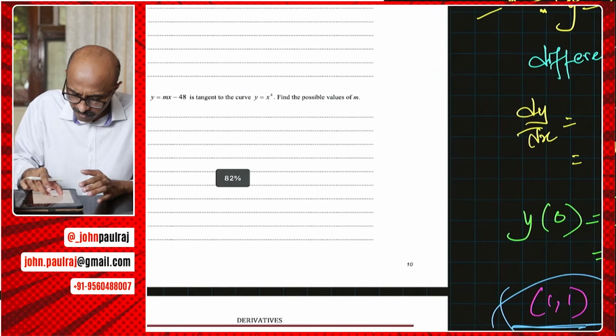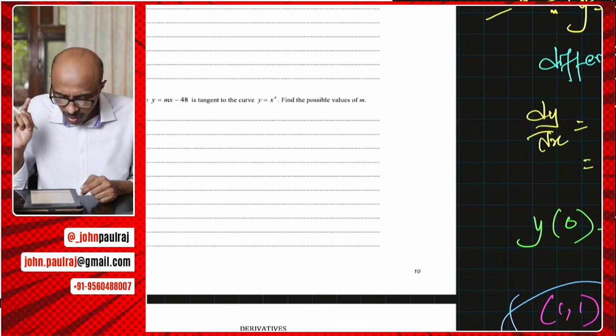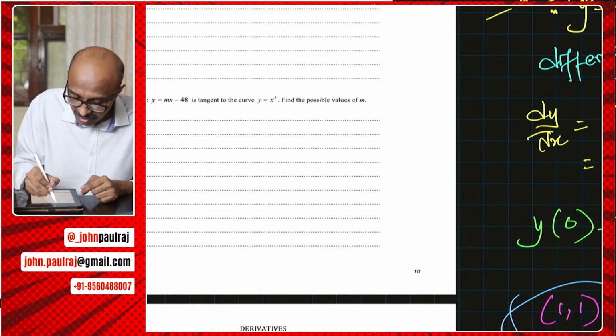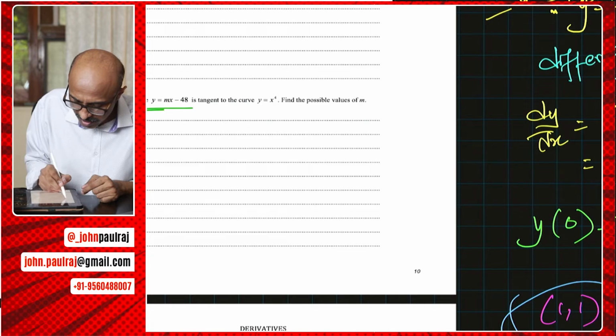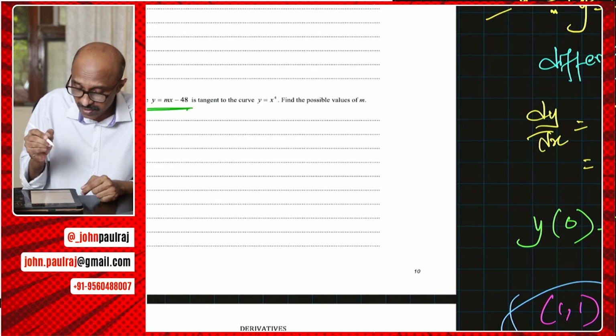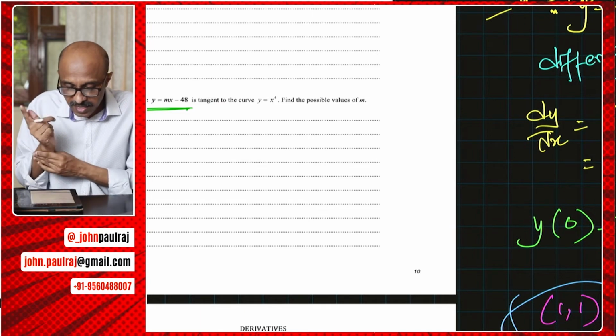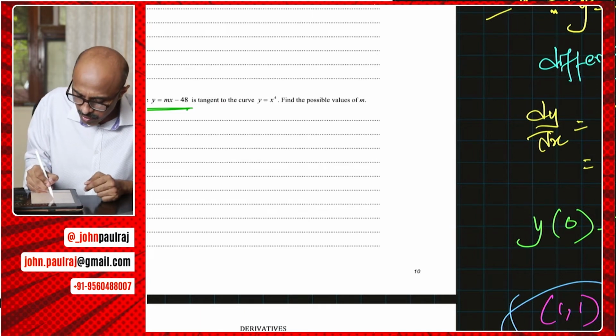Let's look at another kind of question where it says the line y equals mx minus 48 is tangent to the curve y is equal to x to the power of 4. Find the possible values of m. So they've already given us this line, y equals mx minus 48. The slope of the tangent is not given, it's just denoted as m. The y-intercept is given to us. That's tangent to the curve y is equal to x to the power of 4.